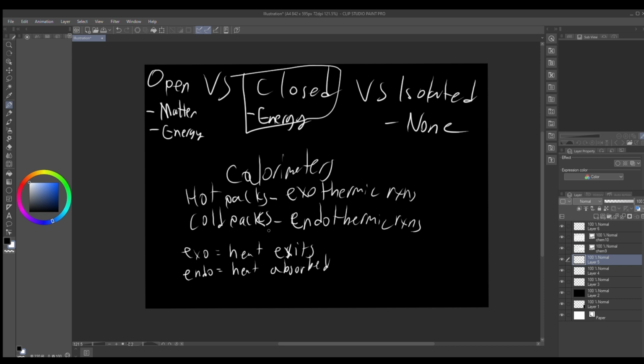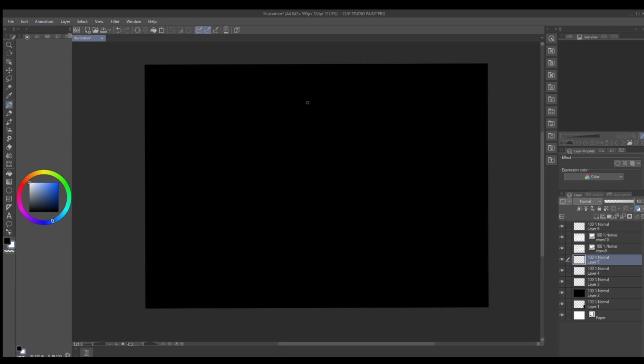And logically, this makes sense. The point of hot packs is to make you warm, and it makes you warm by the heat exiting the hot pack, while cold packs absorb the heat from their surroundings, so it feels colder. Calorimeters are very interesting, and there are many calculation questions that you could solve using calorimeters. We will be going over that a bit today for our first lesson.